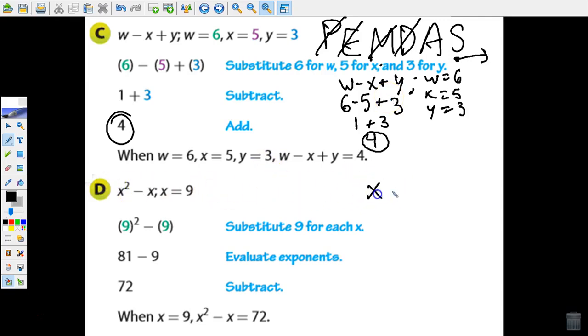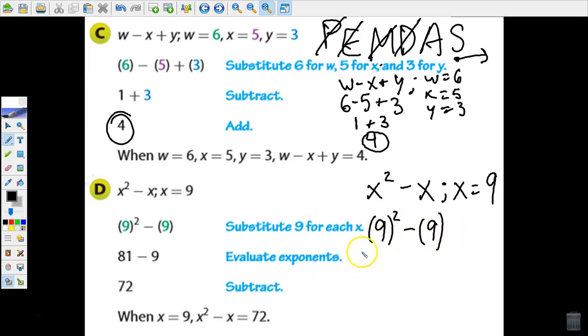So now we've got x squared, using those exponents, minus x. We've got a semicolon, x equals 9. So the first thing I'm going to do is go back into my expression and sub in the 9 for the x's. So parentheses 9 squared minus parentheses 9. I don't really think you need to put parentheses there. They just do it just in case. So 9 squared would be 9 times 9. Okay? So I'm just going to write that out. 9 times 9, that would be 81, minus 9. And that gives me 72. And I have my answer.